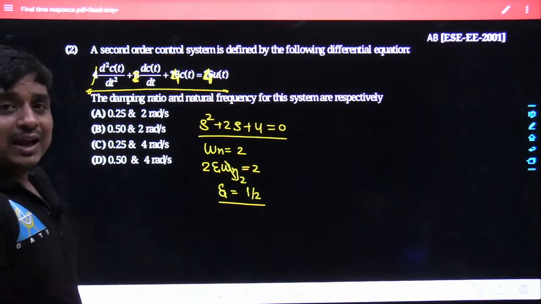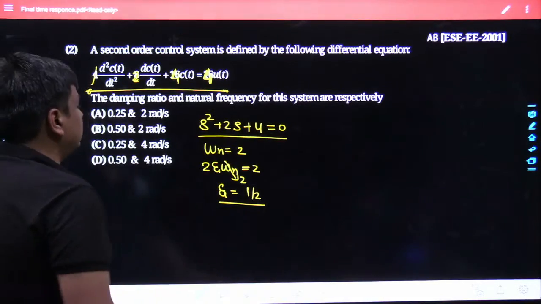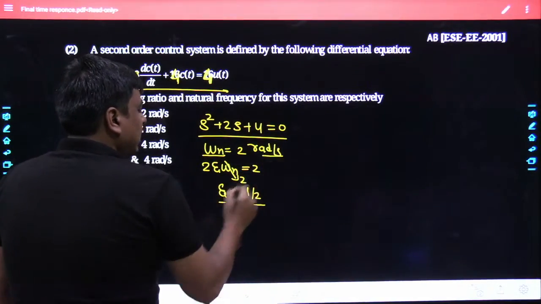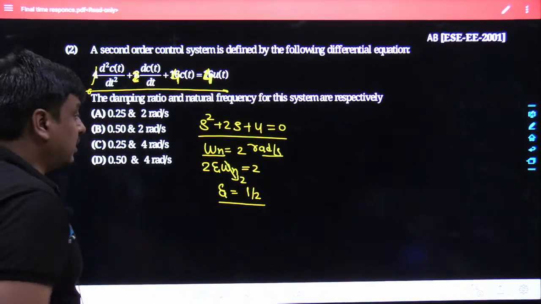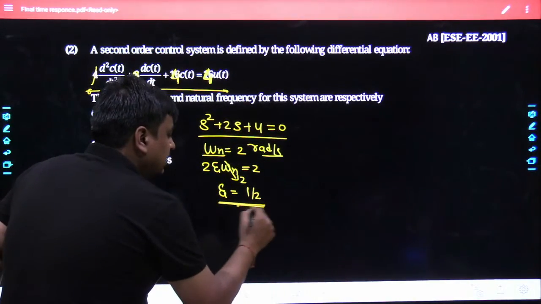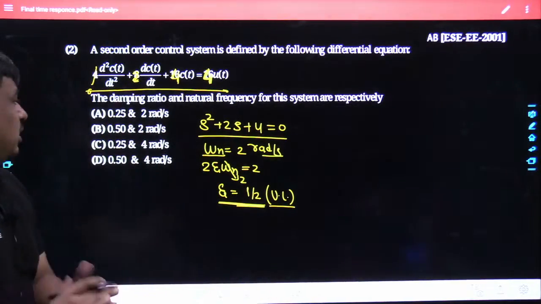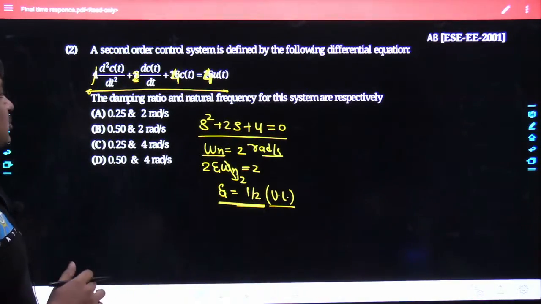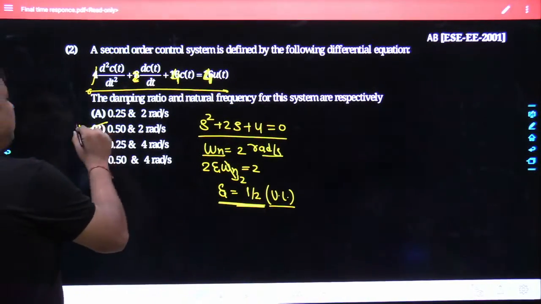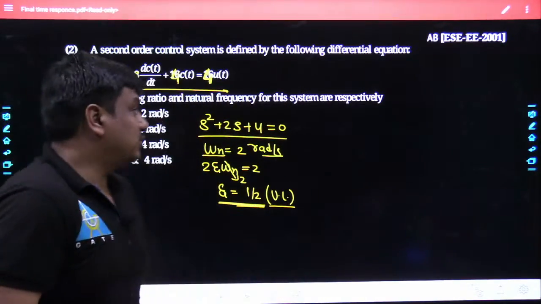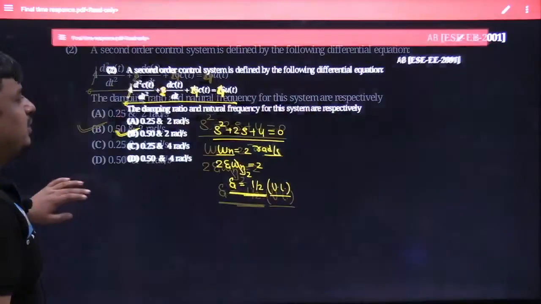So I wanted to calculate the value of zeta as well as omega n. You can see very well the value of omega n. What used to be the unit of it? It's going to be radian per second. And what's the worth of zeta? Zeta is nothing but half. And what used to be the unit of it? It's going to be a unitless quantity. So what's going to be the best answer? The best answer is going to be B. So nobody should have any doubt, at least on this problem. So let me go ahead with the next question.